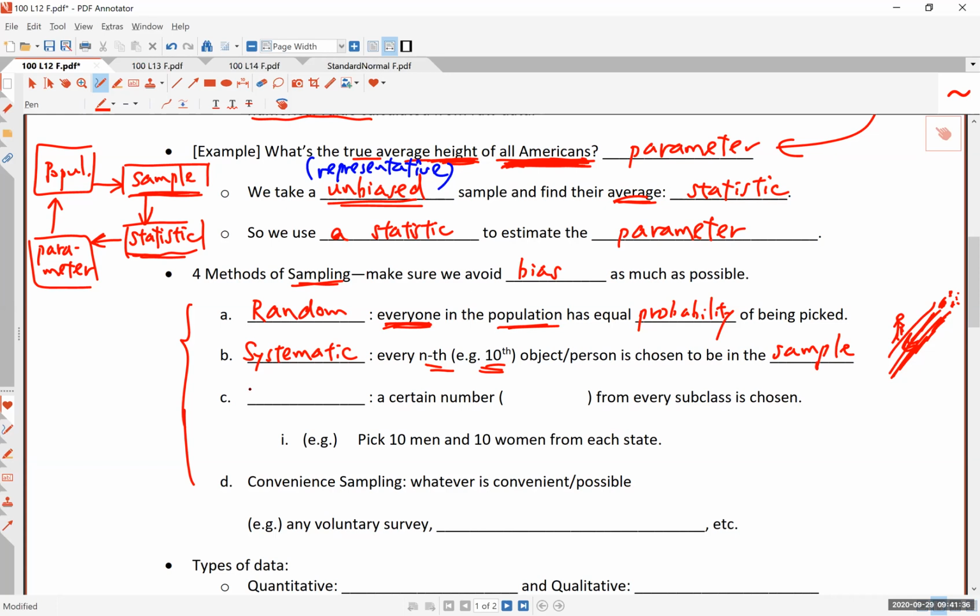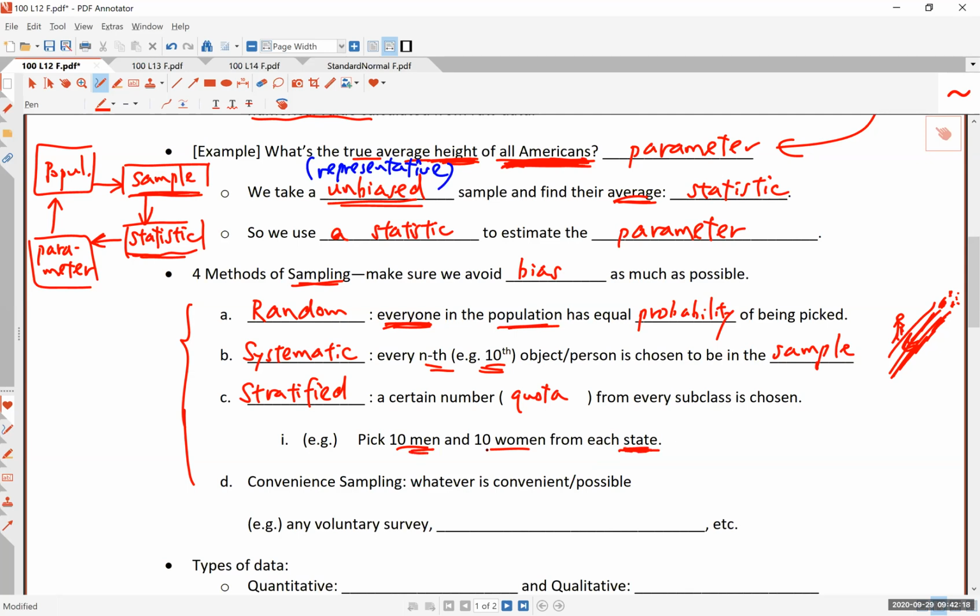You could also do, and this is also important, stratified. All right, stratified sampling means that a certain number, called a quota, is chosen from every subclass. Okay, now this is important if you have, for instance, both men and women. If you want to know something about all Americans, certainly you don't want to exclude the entire group of men or women, right? So let's say you pick 10 men and 10 women from each state. Okay, so that would be a pretty good representation of America. Right? You could take people from each state.